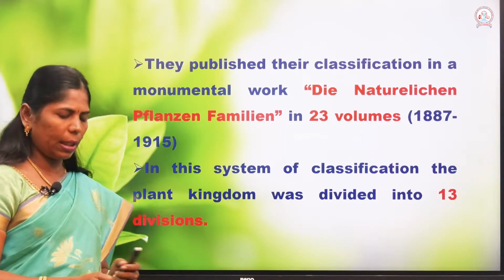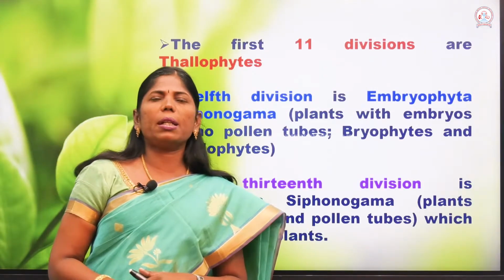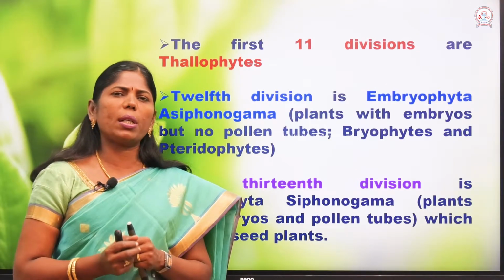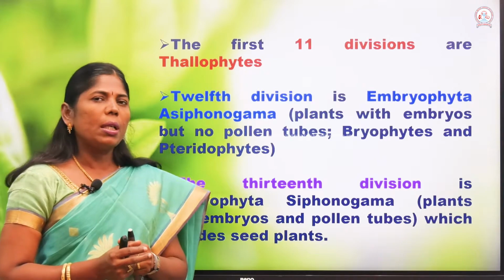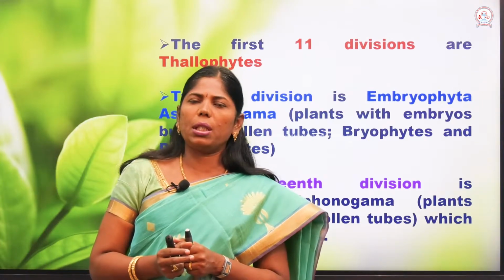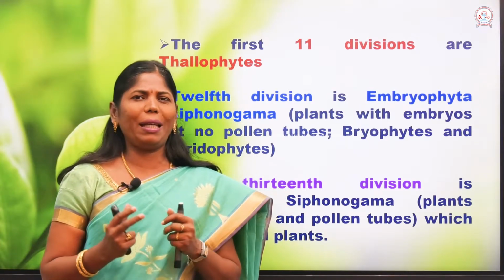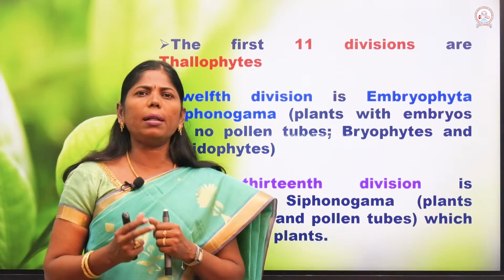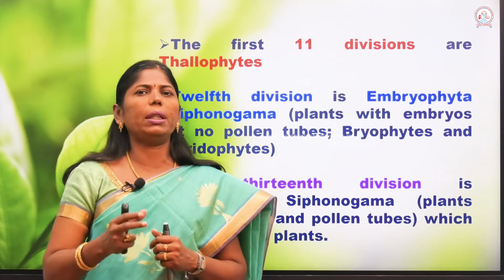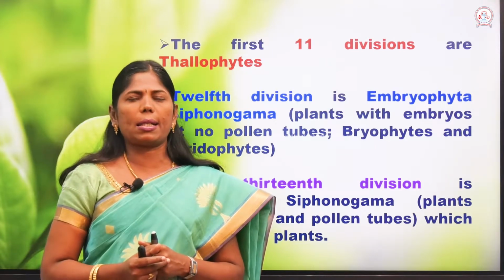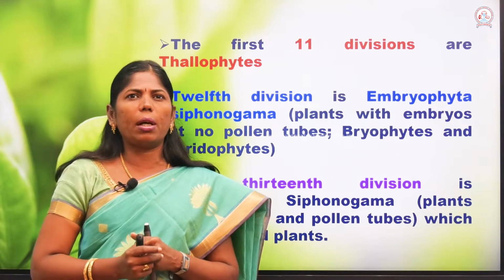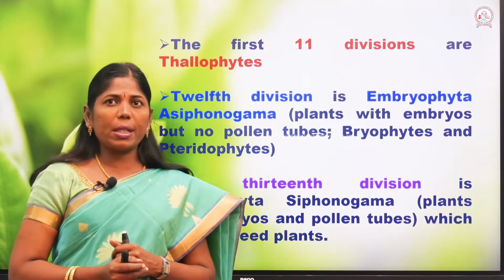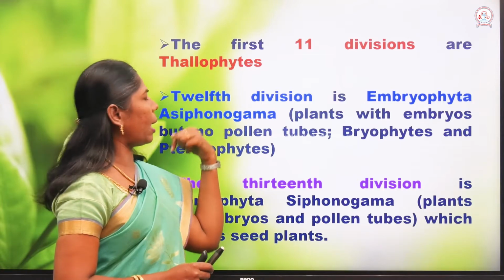The first 11 divisions are the thallophytes. What are thallophytes? Thallophytes are algae, fungi and bacteria. What are the main characters of the thallophytes? We cannot differentiate the root, stem and leaf. The plant body of a thallophyte is a thallus. Thallus அப்படினா என்ன அர்த்தம்? That is not differentiated into root, stem and leaf அப்படினு சொல்றோம். So the first 11 divisions are thallophytes.